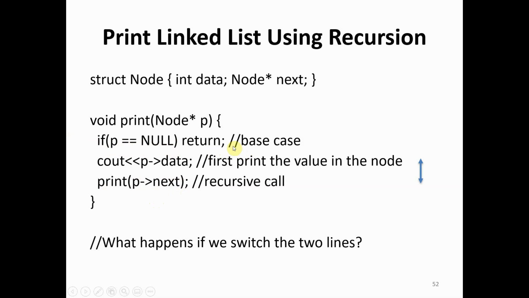You can also answer this question: what's going to happen if we swap these two lines? That's going to be a very good code analysis question for you. What's going to happen if we swap these two lines? If we have the recursive call first and then we print, you can see that we end up printing the linked list data from end to beginning, from tail to head, rather than from head to tail.